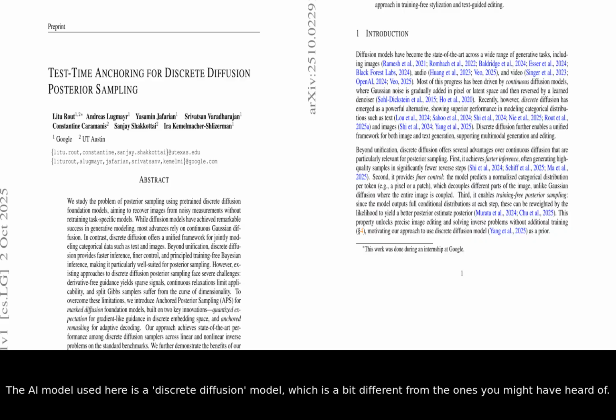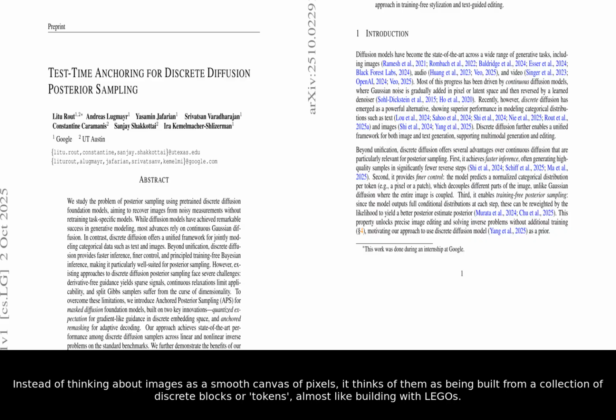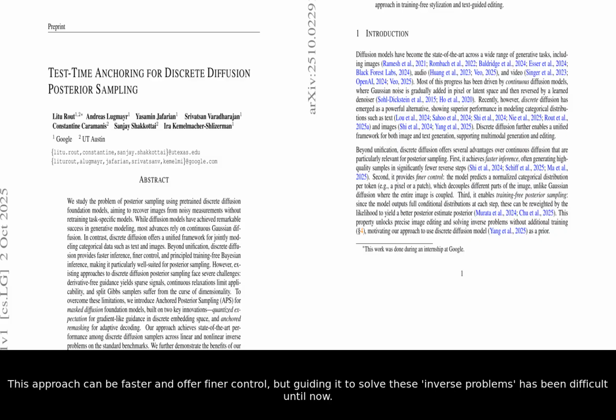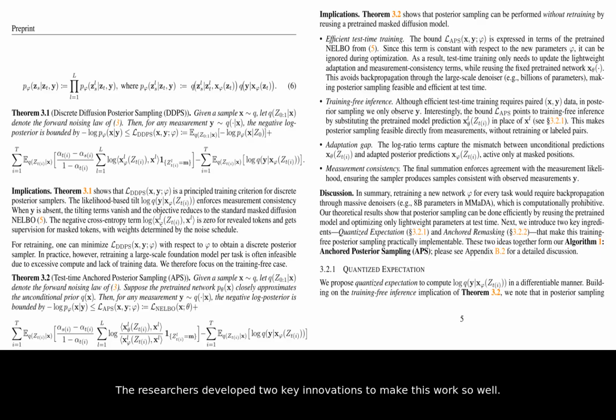The AI model used here is a discrete diffusion model, which is a bit different from the ones you might have heard of. Instead of thinking about images as a smooth canvas of pixels, it thinks of them as being built from a collection of discrete blocks or tokens, almost like building with Legos. This approach can be faster and offer finer control, but guiding it to solve these inverse problems has been difficult until now. The researchers developed two key innovations to make this work so well.